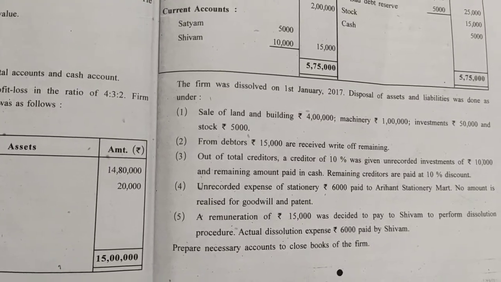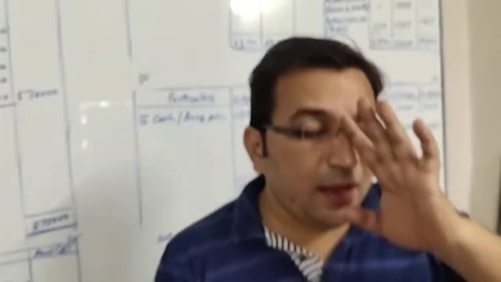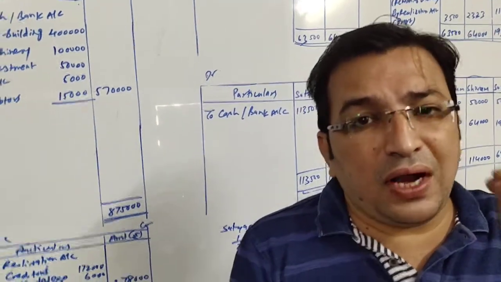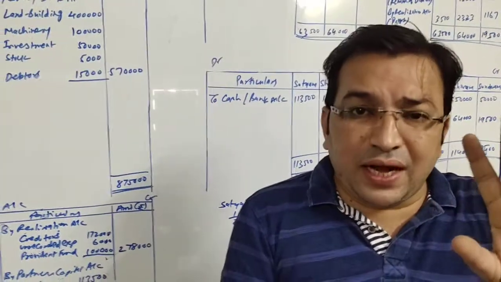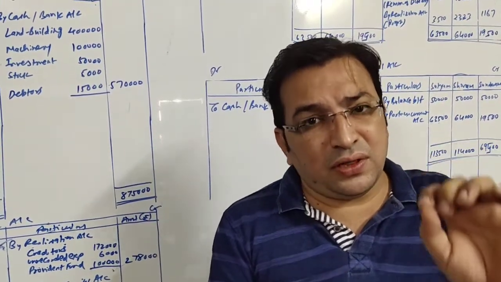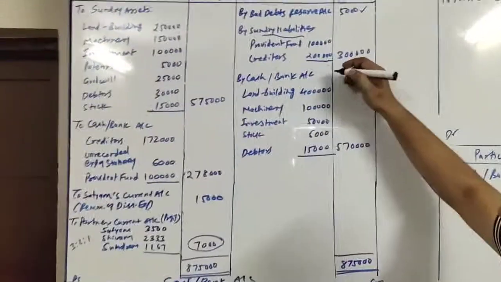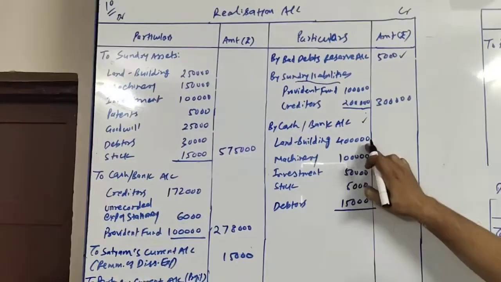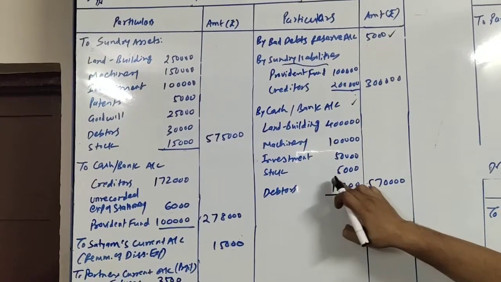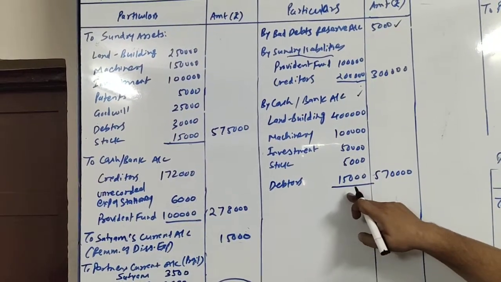from debtors rupees 15,000 are received, write off the remaining. So here they have given the realized value of all assets. For that we know the entry: cash and bank account debit to realization account. That means all this will be credited to realization account. So here it is by cash and bank account. It is given that land and building realized 4 lakh, machinery rupees 1 lakh, investment 50,000, stock 5,000. And the second adjustment says debtors are realized 15,000, write off the remaining.